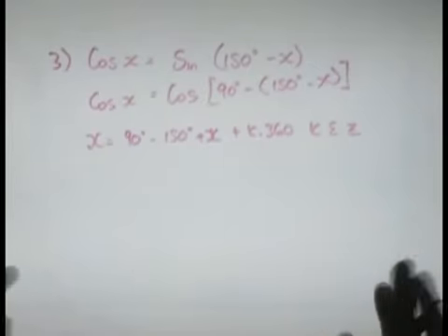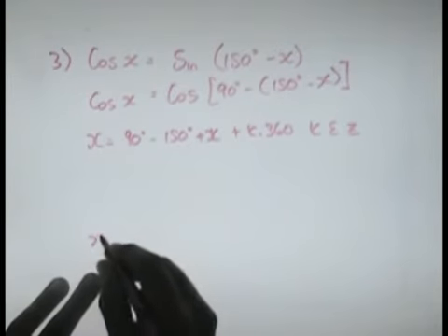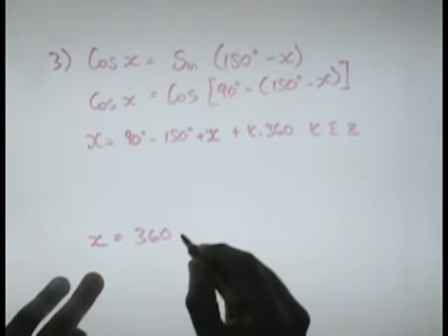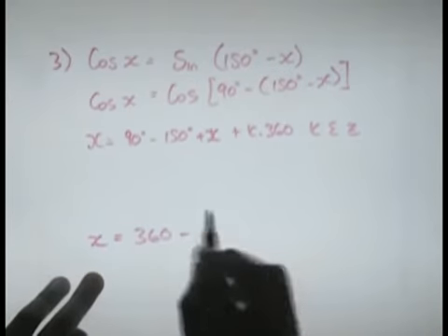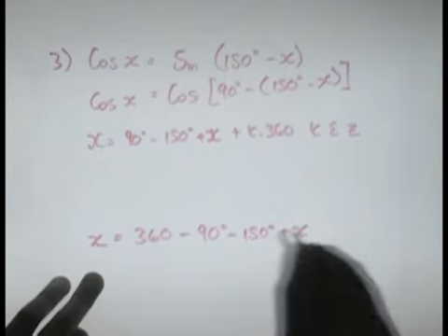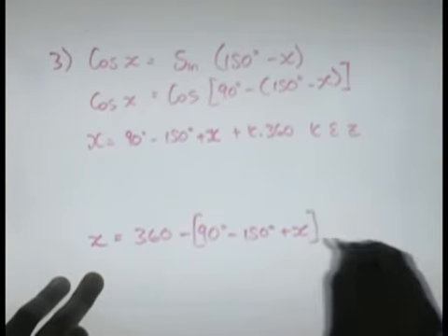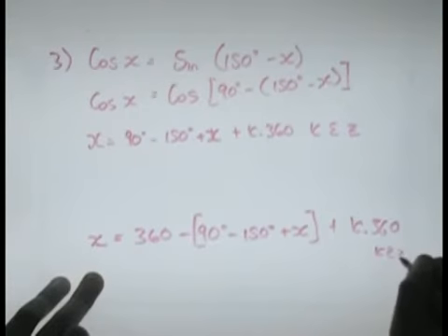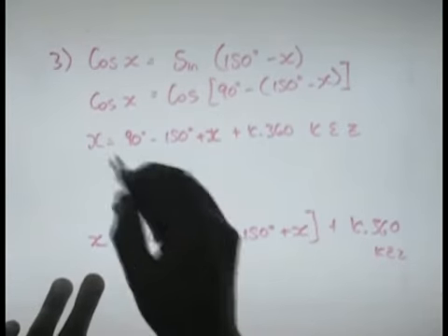But there's only one possible answer. The other possible answer: where else is cos positive? Cos is positive in the fourth quadrant, so that will be 360 degrees minus (90 degrees minus (150 degrees plus x)) plus k times 360, k an element of integers.